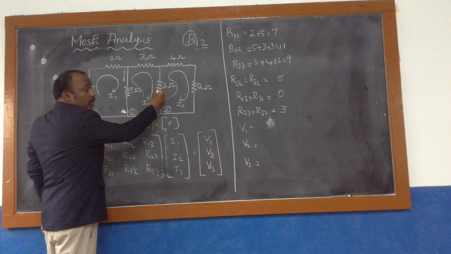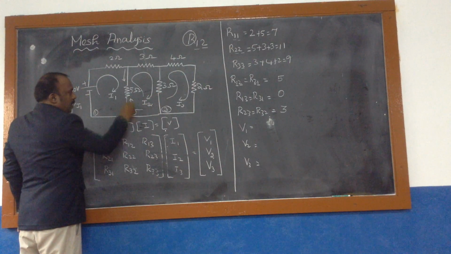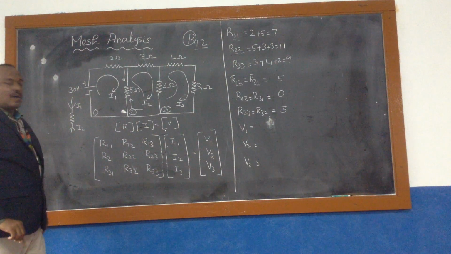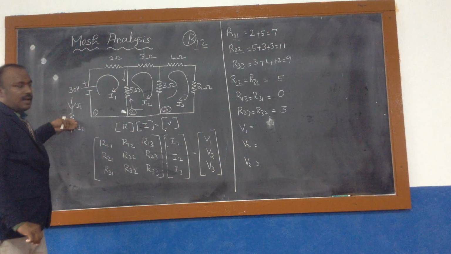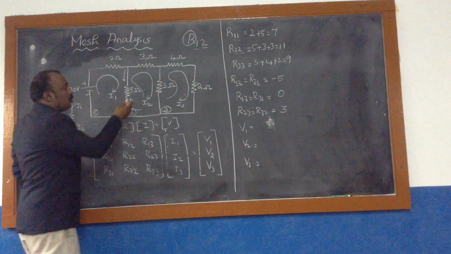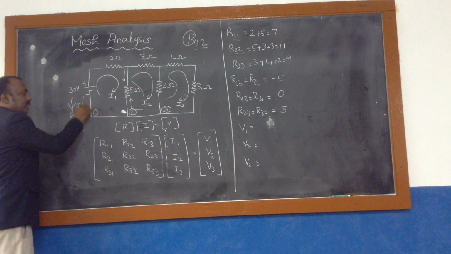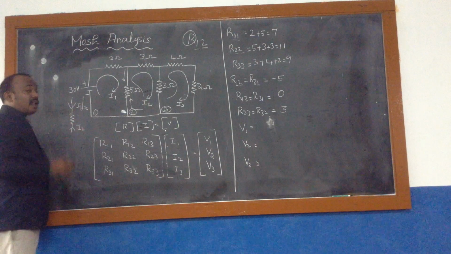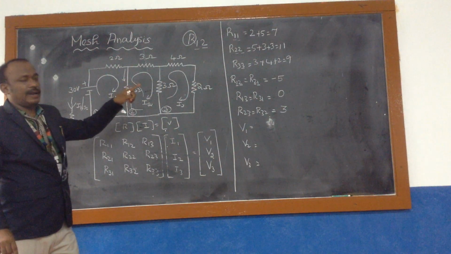Similarly, the second loop current I2 flows in this direction, from the bottom to top. Now we can see that I1 and I2 are in the opposite direction. Since both are in the opposite direction, you should put negative. Suppose you had assumed I2 in the anti-clockwise direction; then I2 would also flow from top to bottom, the same direction. On those conditions, when both are in the same direction, you have to put plus. But here both are in the opposite direction, so we should put negative.